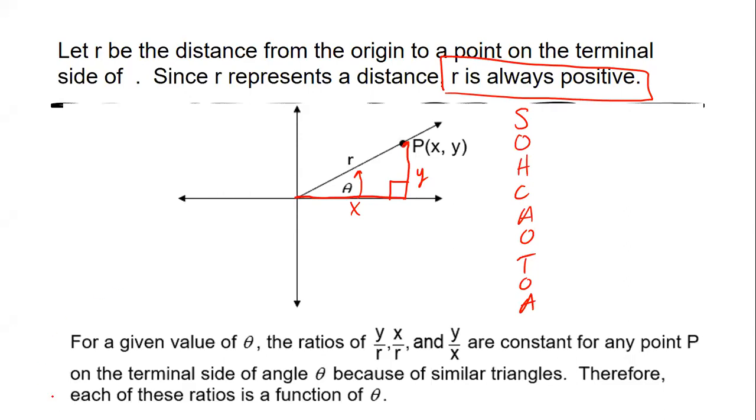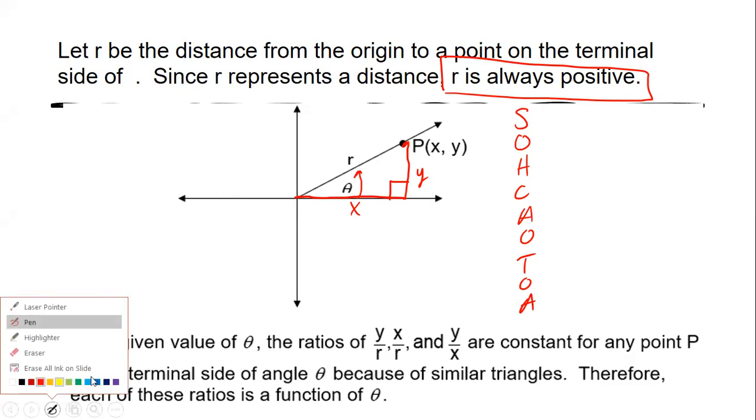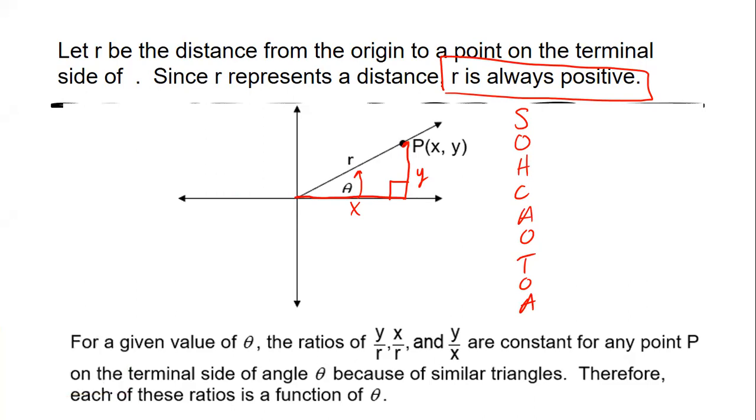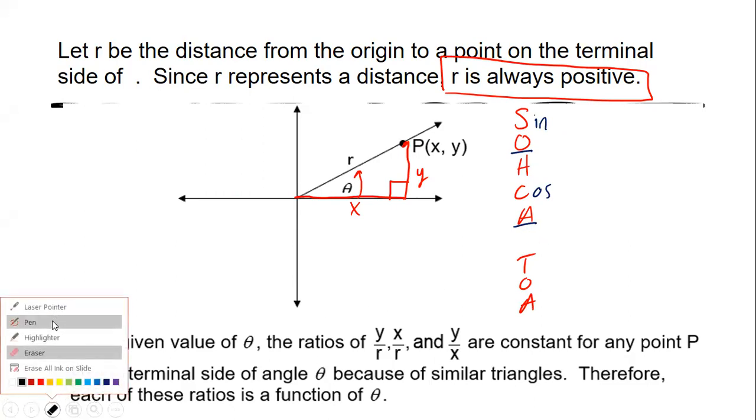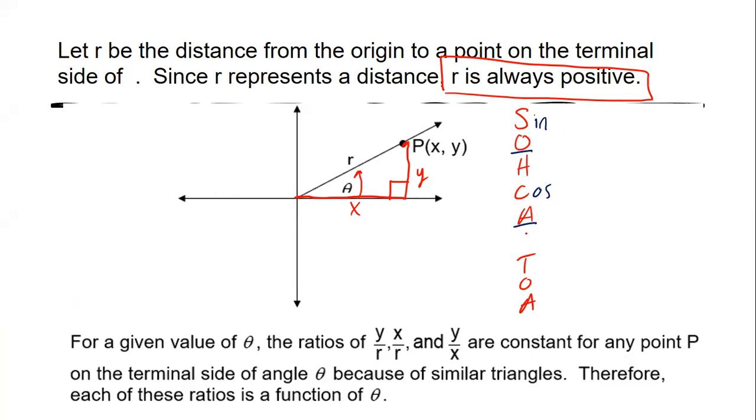Now, my teacher probably isn't the best person as far as how I learned SOHCAHTOA. We did not use it the way other people use it. But here it goes. So sine, here's our sine. Sine was opposite over hypotenuse. Cosine, adjacent over hypotenuse, and tangent, opposite over adjacent.